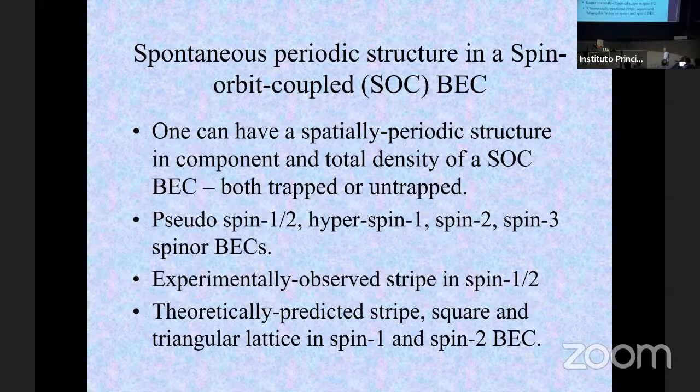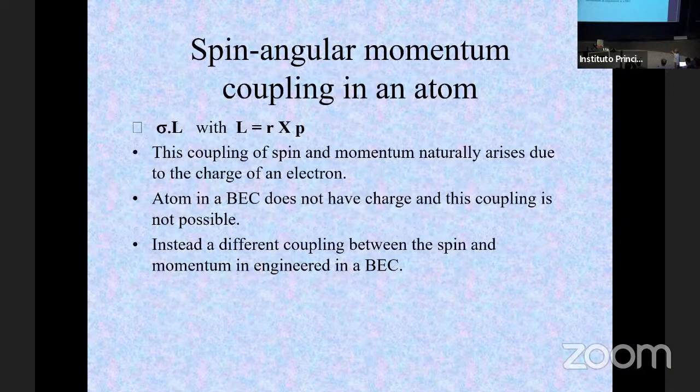So what is spin angular momentum coupling in an atom? This is sigma dot L, spin dot L, where L is r cross p. This coupling between spin and momentum naturally arises due to the charge of the electron. So you have two magnetic moments, and they interact. But an atom in a BEC does not have charge and this coupling is not possible. Instead, a different coupling between the spin and momentum is engineered, introduced in a BEC.